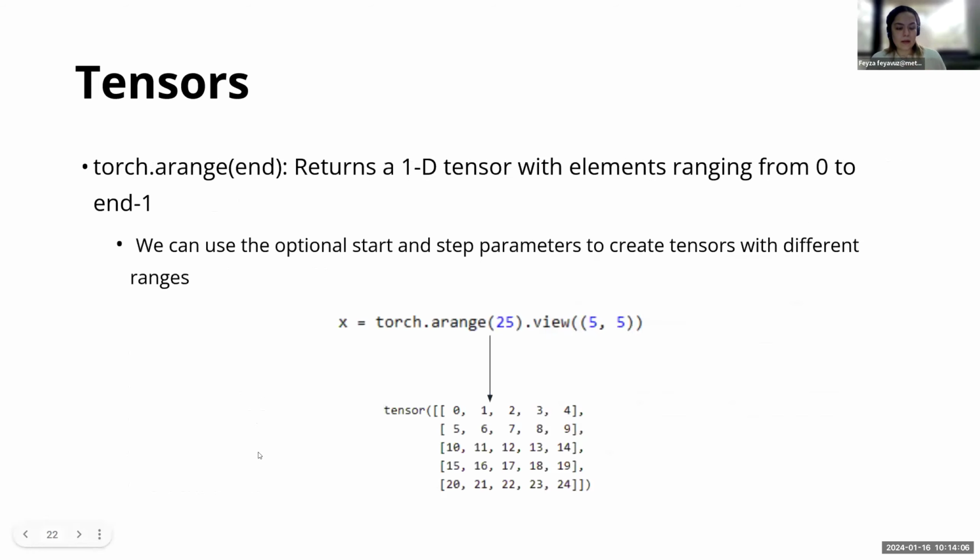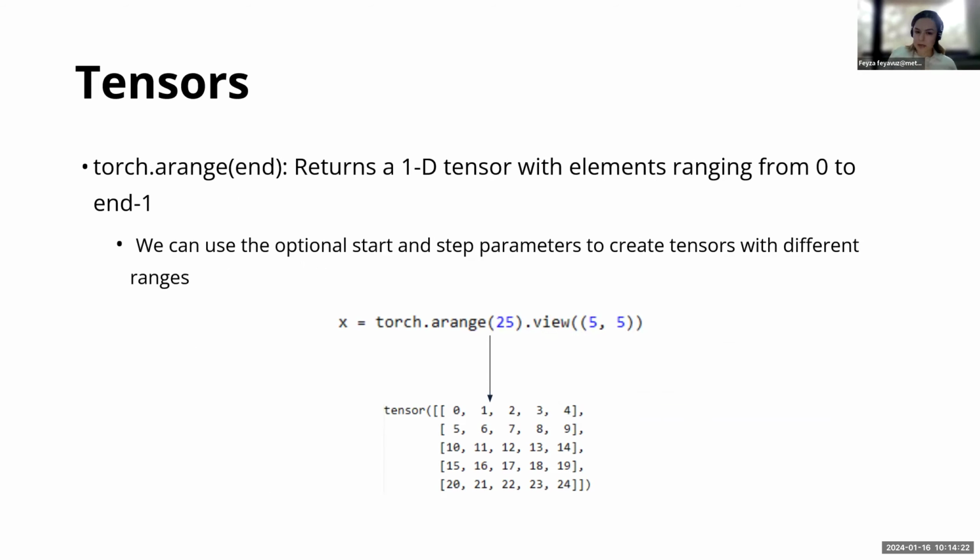And I would like to explain another great function for creating tensors, which is called torch.arange. This function returns a one-dimensional tensor with elements ranging from 0 to n-1. And we can also decide the starting or ending value or its step size.